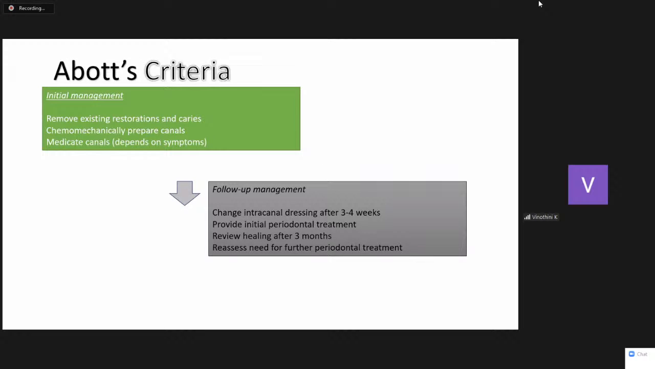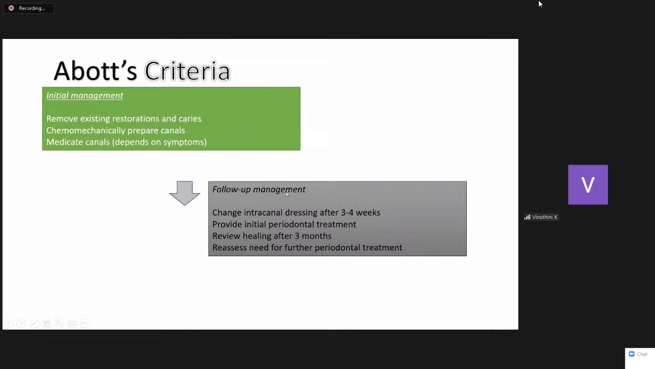Coming to treatment, what is the initial management? If the patient comes, first we are going to remove all the existing restorations, chemomechanically prepare the canals, and medicate the canals. After medication, we should not directly go to RCT. This is a generalized treatment plan, not specific to one particular thing, generalized for all site classifications. I'll just deal with one particular thing too.